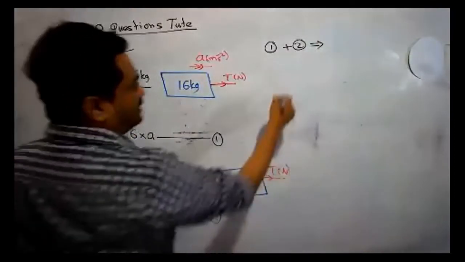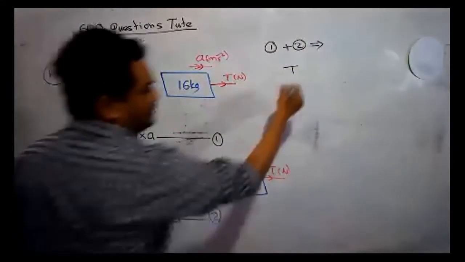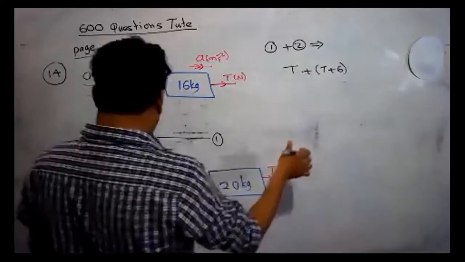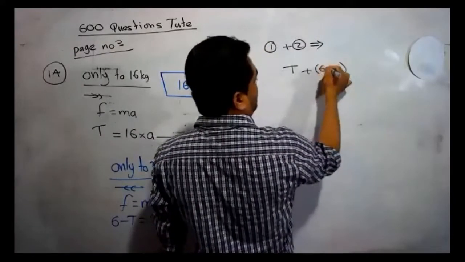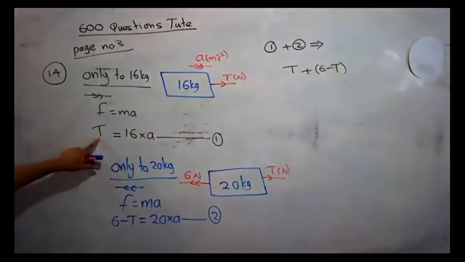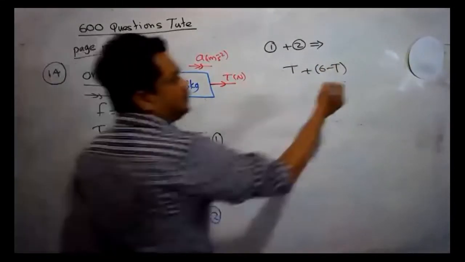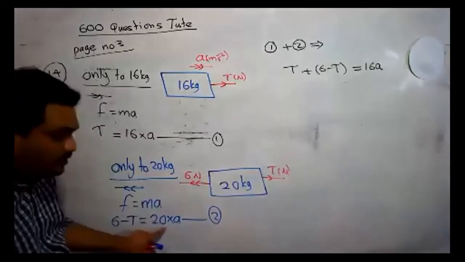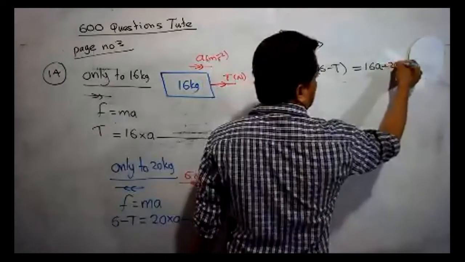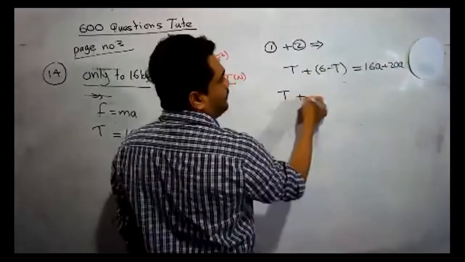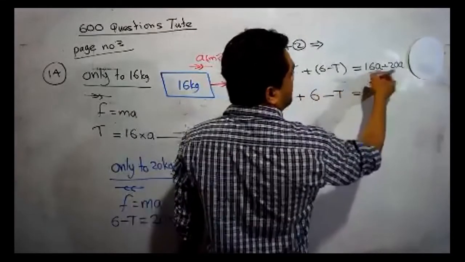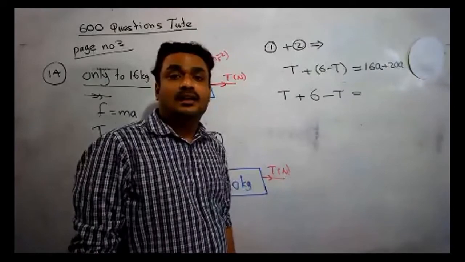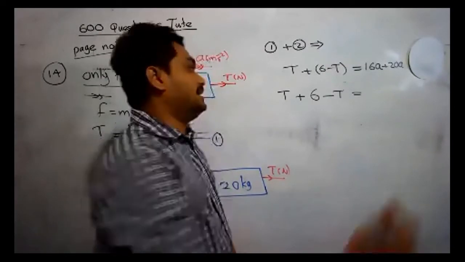The first equation, only capital T. The second equation, 6 minus T. First equation T, second equation 6 minus T, equals first equation 16A plus second equation 20 times A. T plus 6 minus T equals 16A plus 20A, which is 36A.